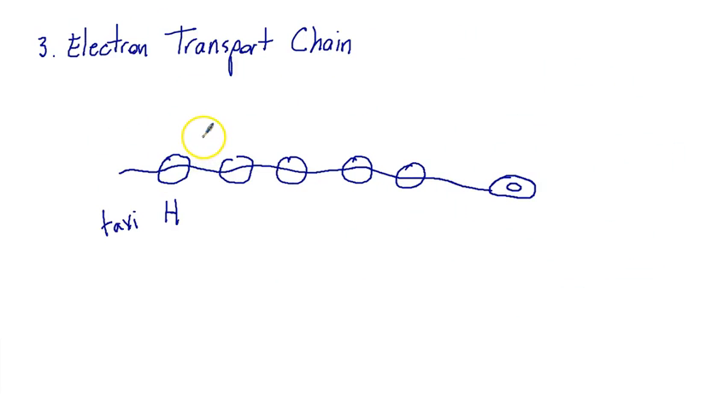The third step in the process is the electron transport chain. The electron transport chain is really where we're going to harness the energy of the electrons that were in the original sugar and store that as ATP. So our taxi cabs that were generated in glycolysis and in the Krebs cycle, they're going to pull up to this electron transport chain, and this is in the mitochondria.